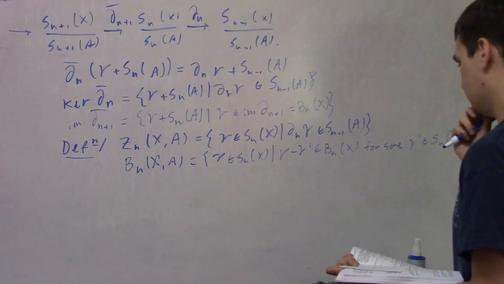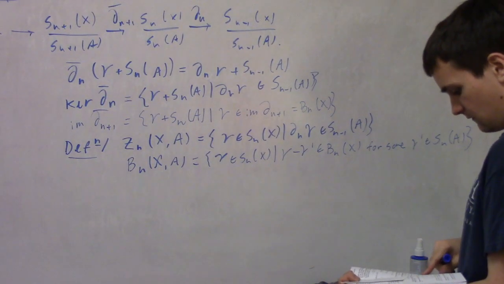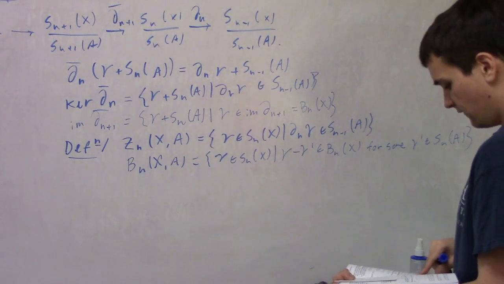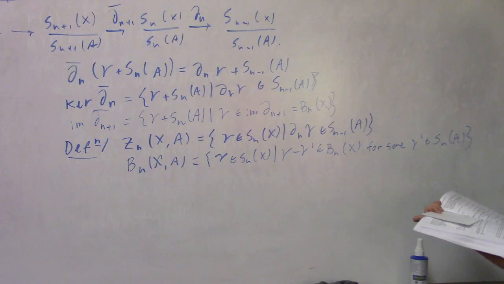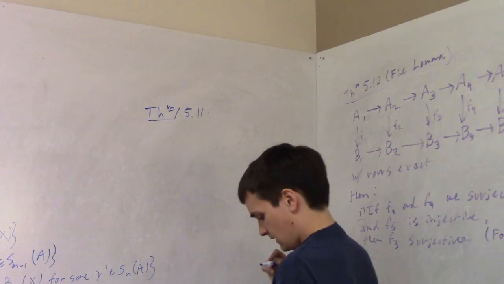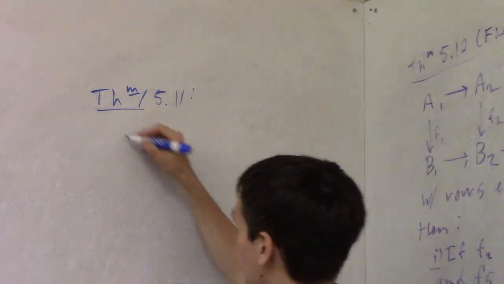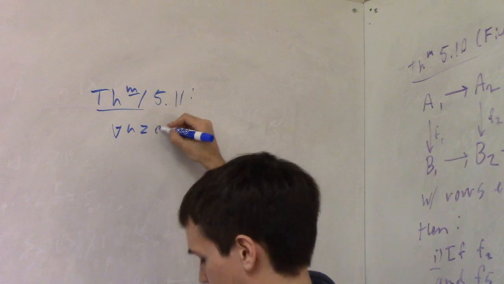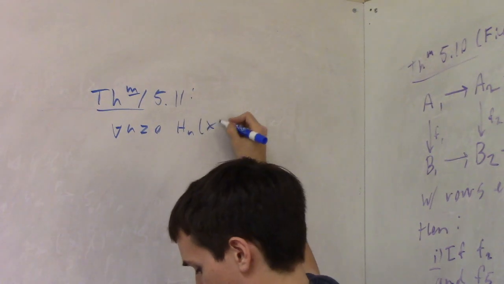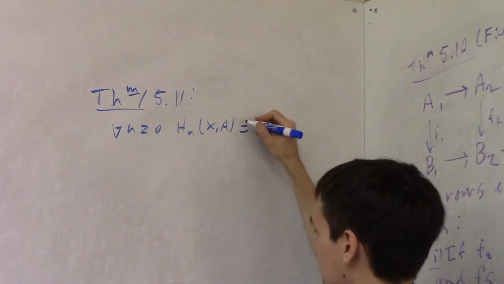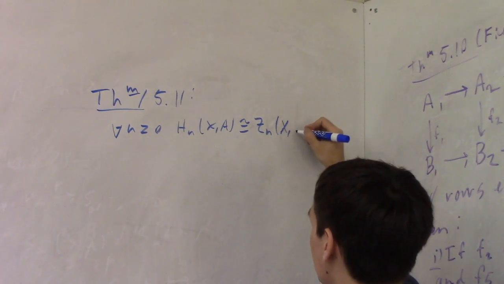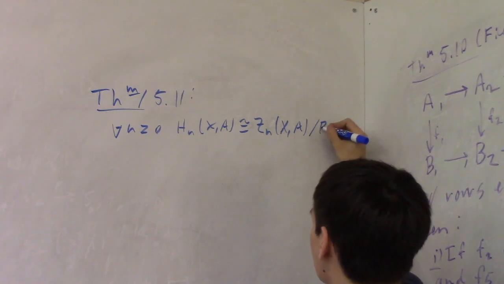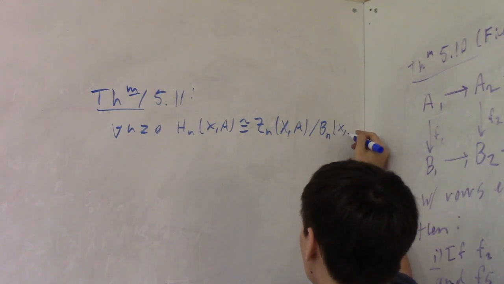So we have theorem 5.11: for all n greater than or equal to 0, H_n(X,A) is, as we would expect, isomorphic to Z_n(X,A) mod B_n(X,A).